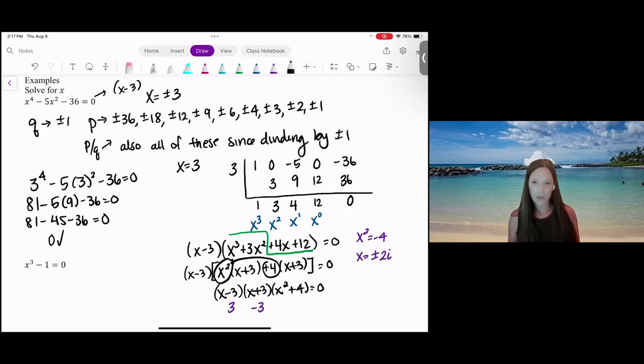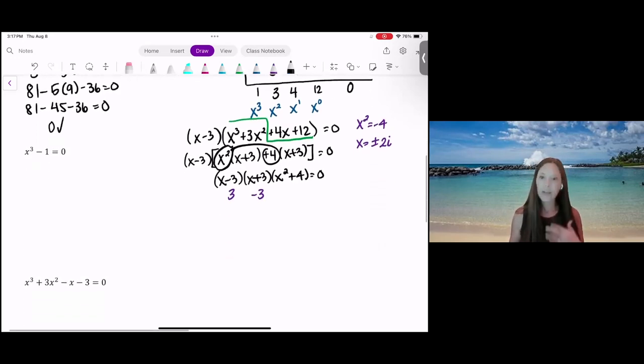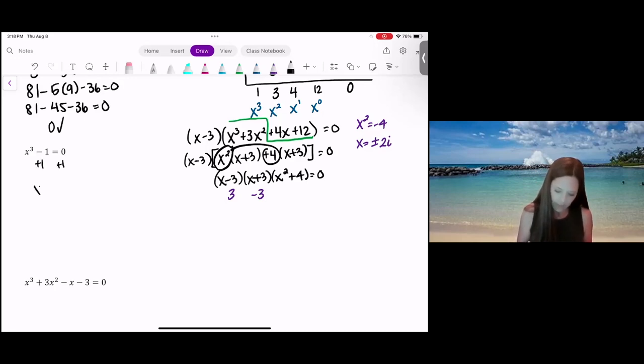Moving to the next question, I have x cubed minus 1 equals 0. I can go ahead and use the principles of square roots here because I have x cubed, there's no other x's anywhere. I can add 1 to both sides and say x cubed equals 1, and then I can cube root both sides to undo the cube. X cubed cube rooted is x, and the cube root of 1 is 1.